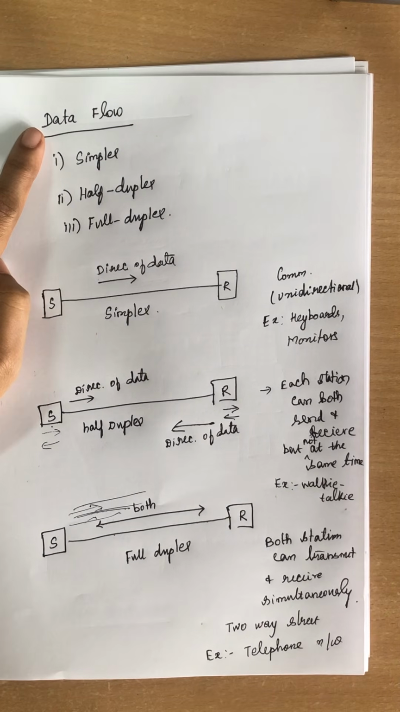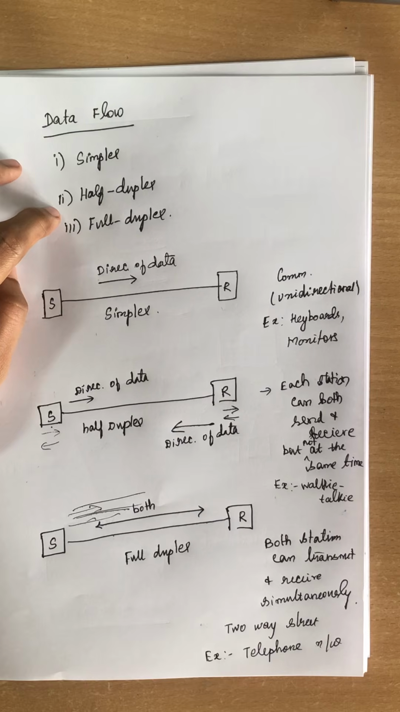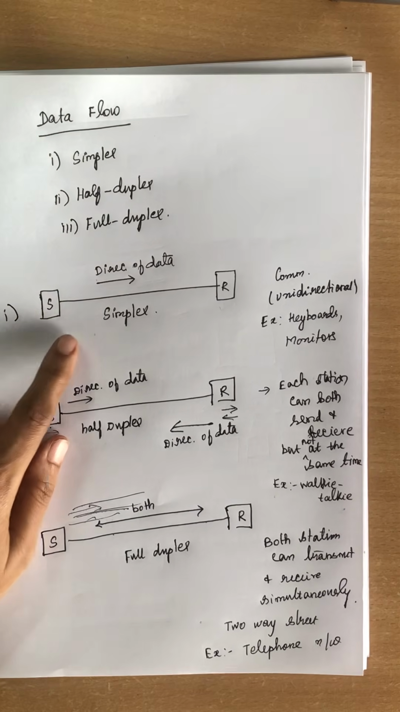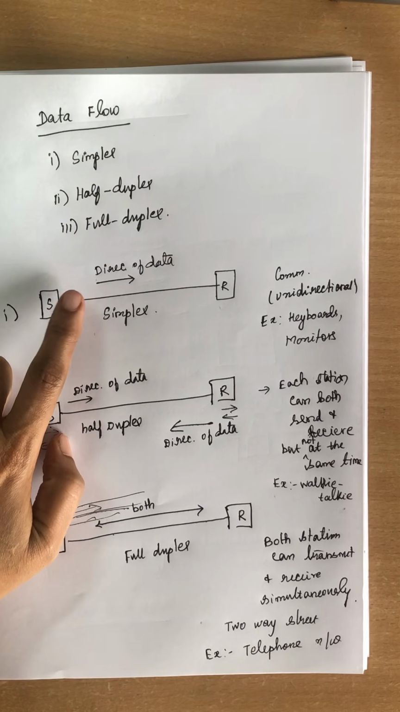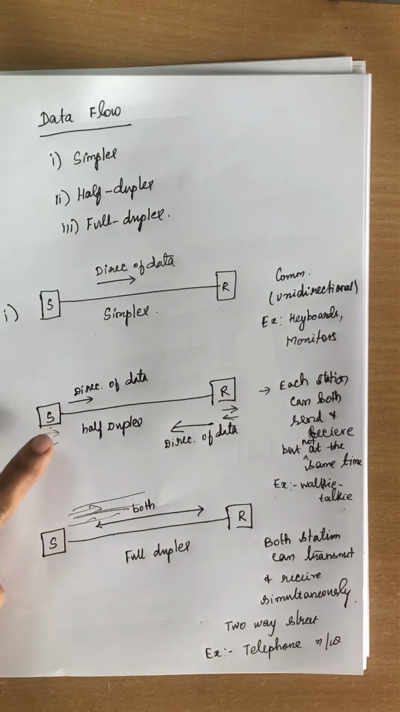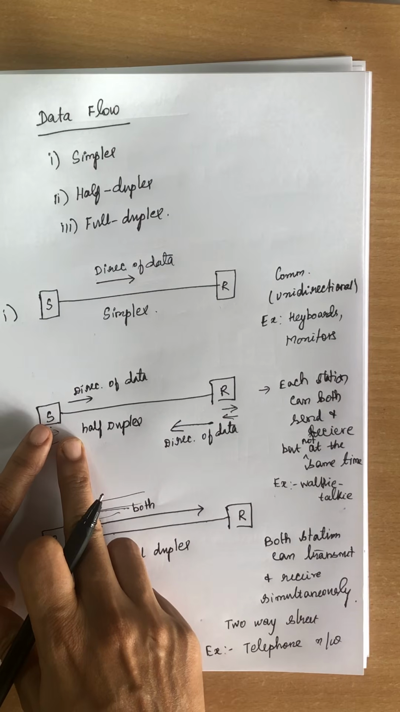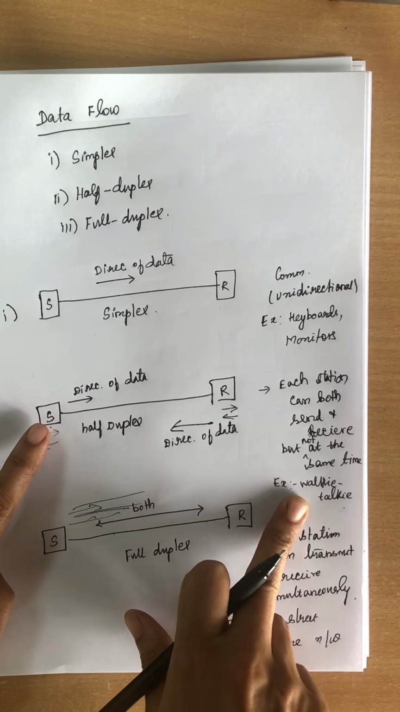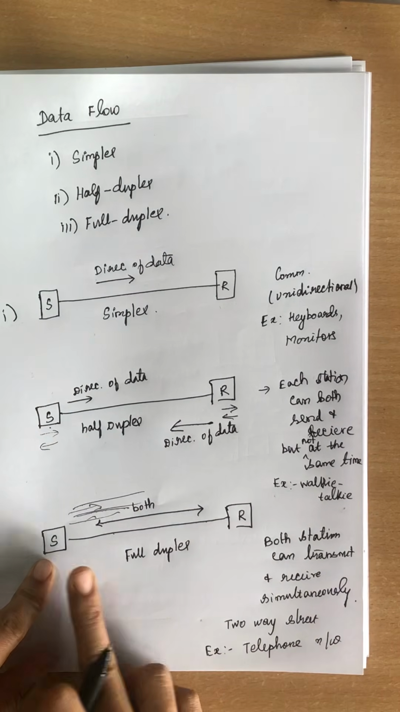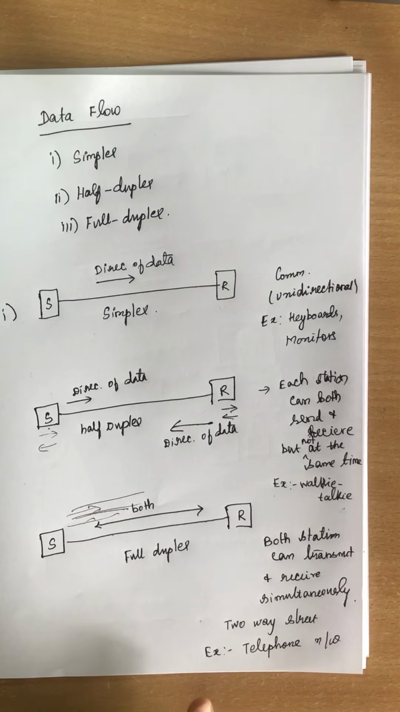So what do we mean by data flow? It is how you are going to communicate between the sender and receiver. There are three ways of communication: simplex, half duplex, and full duplex. In the simplex method, it will be unidirectional. The example for this is keyboard and monitor. If it is half duplex, both the stations can send and receive, but not at the same time. The example for this is the walkie-talkie. And if it is full duplex, both the stations can send and receive simultaneously. The example for this is the telephone network.